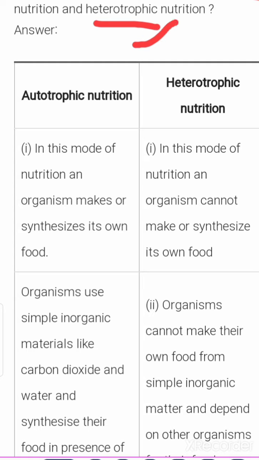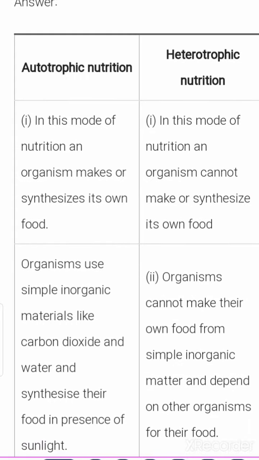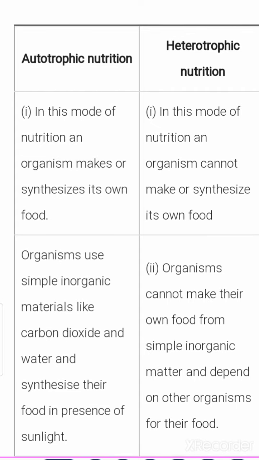I think all of you know the difference between autotrophic and heterotrophic in a good manner. Autotrophic means those who have the capability to make their own food, okay, and heterotrophic means those who do not have the capability to make their own food. Organisms which have no capability to make their own food come under the heterotrophic mode of nutrition, and those who have the capability to make their own food come under the autotrophic nutrition.